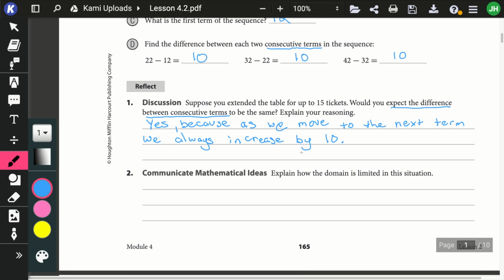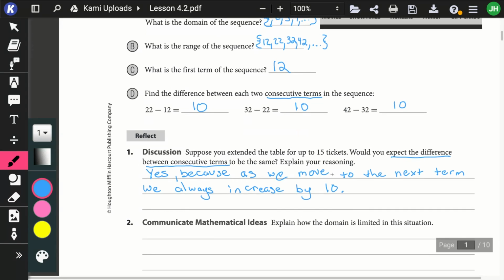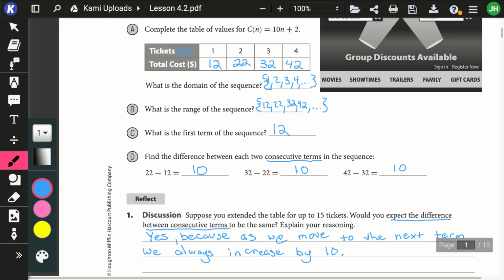Okay, so how is the domain limited in this situation? So let's go back and look at the domain. How is the domain limited? So our domain is limited because it is always going to be what? It is always going to be a whole number, right? Our domain's never going to be a half. It's never going to be a third. Doesn't matter if you're talking decimals or fractions, your domain is always going to be that whole number. So I'm not going to write that in, but you should. If you were doing this, that's what you would do.